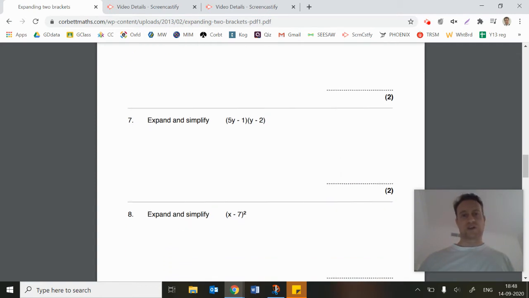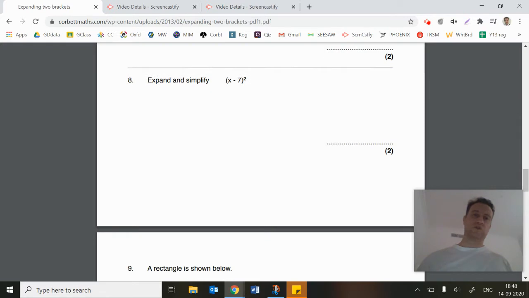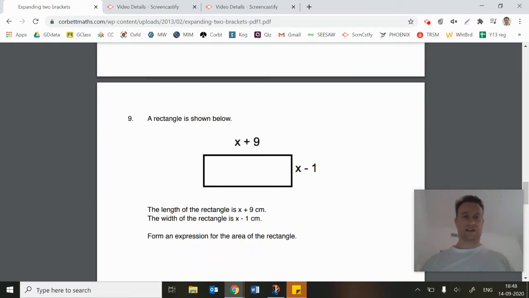We're also going to do a question where you have a single set of brackets with a squared on the outside. We are not going to look at 3 sets of brackets in this video, but we will also look at a question in context. So here's a question in context, which is talking about the area of a rectangle. We might look at the perimeter as well.